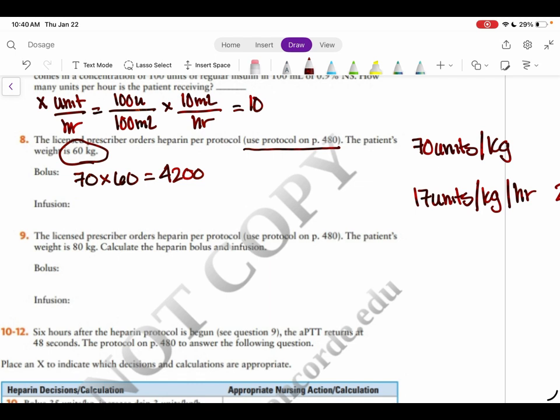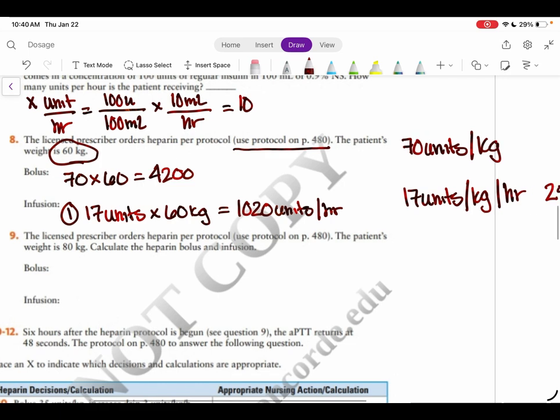So I treat this as a two-step process. First, I'm going to figure out how many units per hour I have to give my patient. To do that, I'm going to take my 17 units as per my order, and multiply by their weight, because it's 17 units for every 1 kilogram. So I multiply by the patient's total weight to figure out how many units of heparin per hour this patient is going to get. And my answer is 1,020.